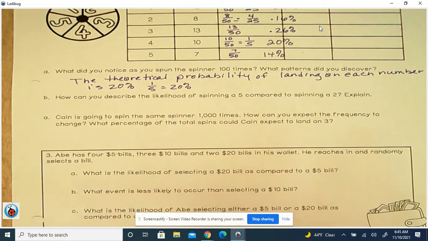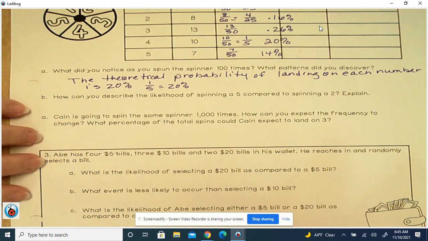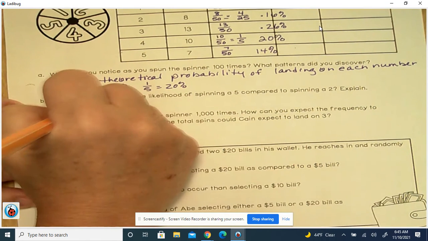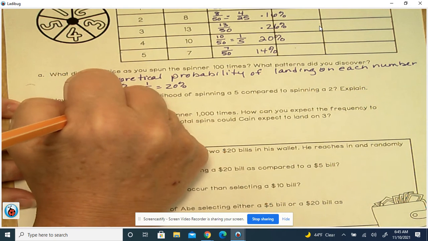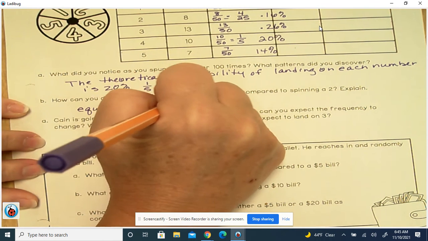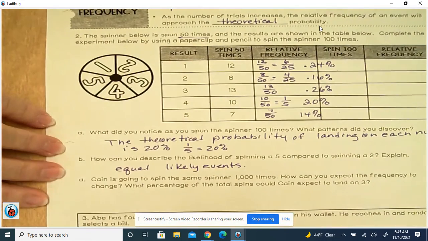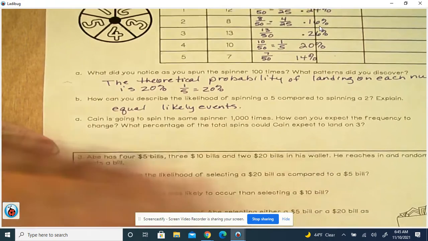How can you describe the likelihood of spinning a 5 compared to spinning a 2? They're equal spaces, so they're equally likely events. There's 1 five and 1 two, so you're going to have an equal chance.